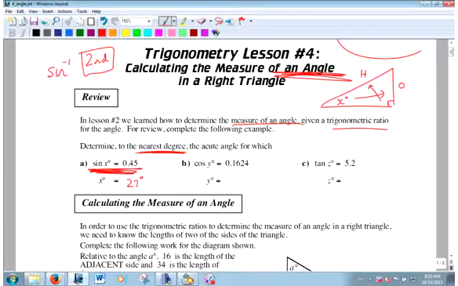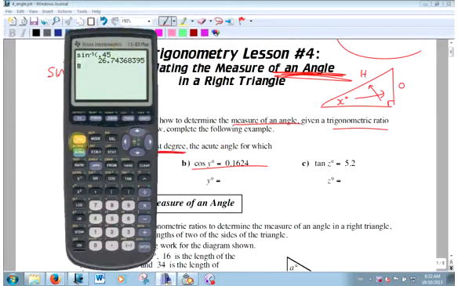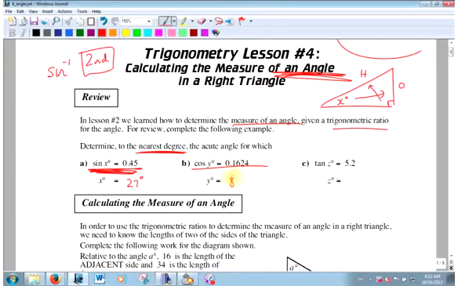Is it working? What's the next one? What's the angle here? Bryce, what do you got? Good man. Okay? 81 degrees.